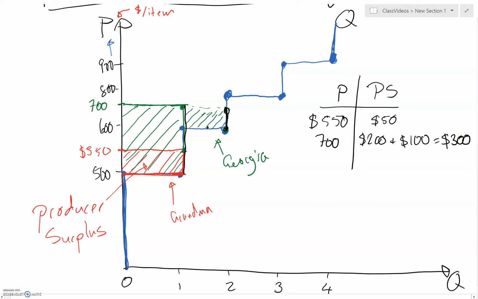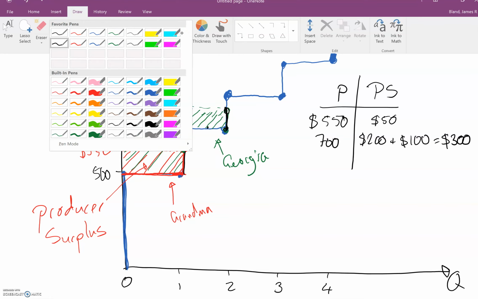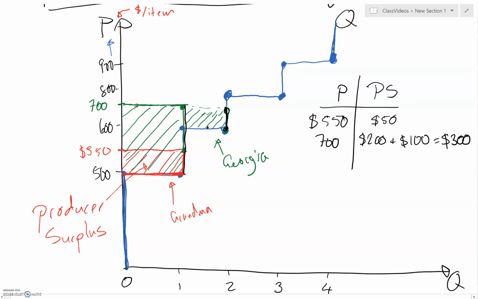Okay, let's do one more of these. Suppose now that the price is $900. Can I do a different color here? Let's try purple. Okay, so now suppose the price is $900.